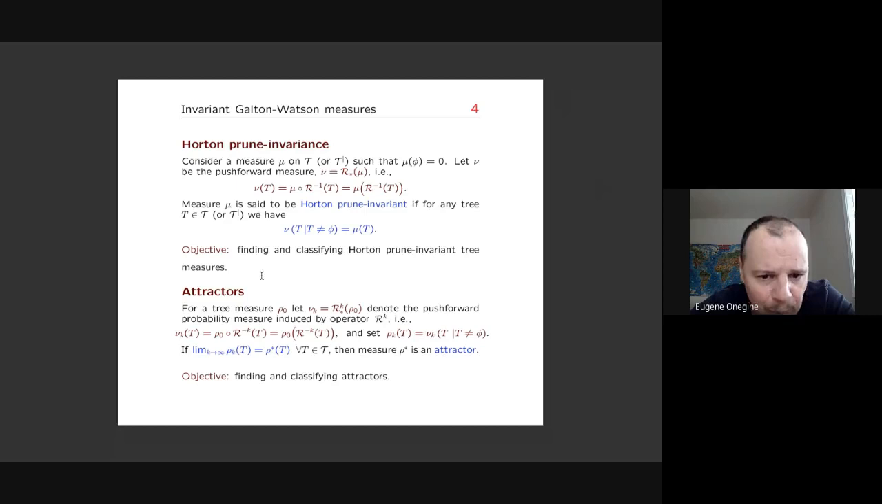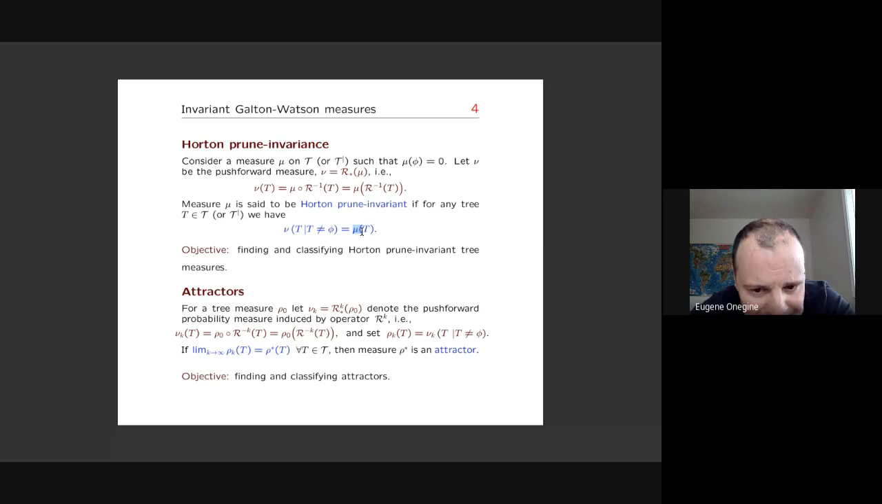So the trees that consist of one edge disappear because they become just trees that consist of the root. And as we condition on looking at the trees that are non-empty, they disappear. They're no longer part of the forest. And then if you look at the surviving trees, you'll see that the frequency of different trees that you obtain this way is exactly the same as the frequency in the original forest induced by the measure mu. That's what it means to be a Horton prune invariant.